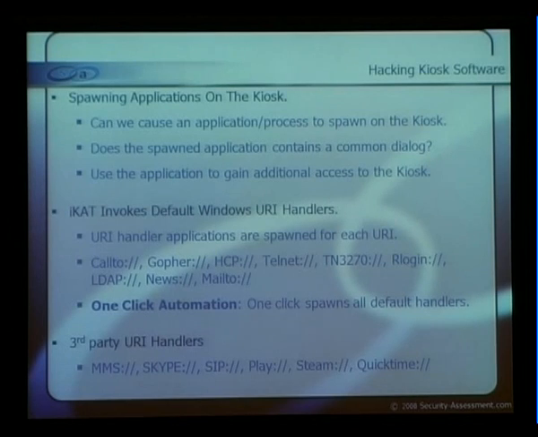Now what I've done is I have a little one-click automation button where you click something and basically stuff just starts popping up. Everything on the system that can pop up essentially will pop up. So it's a very fast method of just getting something that's not the kiosk browser to pop up. I also support all third-party URI handlers: MMS, Skype, SIP, Play, Stream, QuickTime, etc.